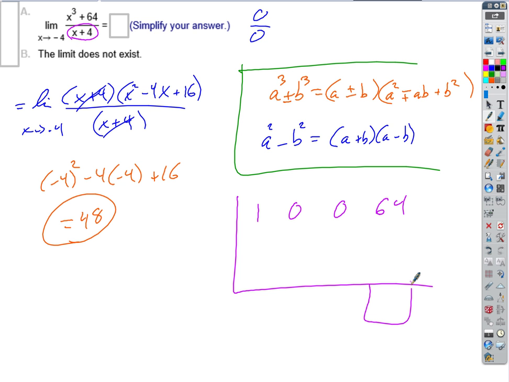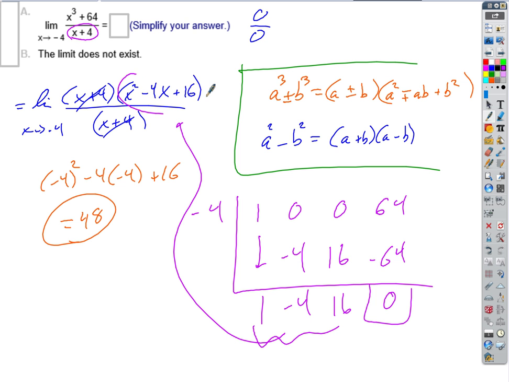Right, and there's our remainder. And then what's the 0 of the bottom? So that goes out front, right? Drop that down. Negative 4 times 1 is negative 4. We add. Negative 4 times negative 4 is 16. We add. Negative 4 times 16, negative 64. So there's no remainder. And what do you know? That's what we got. Right there. Okay, make sense? Okay.